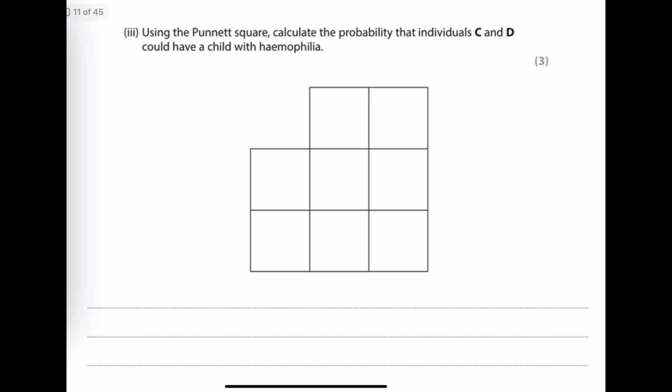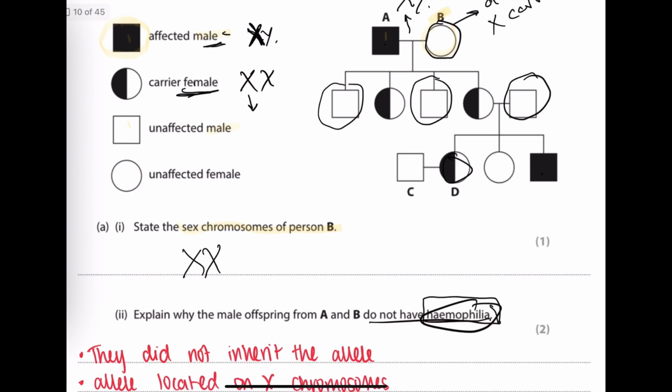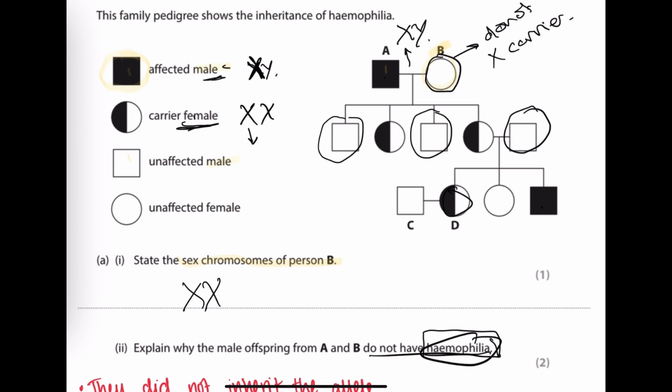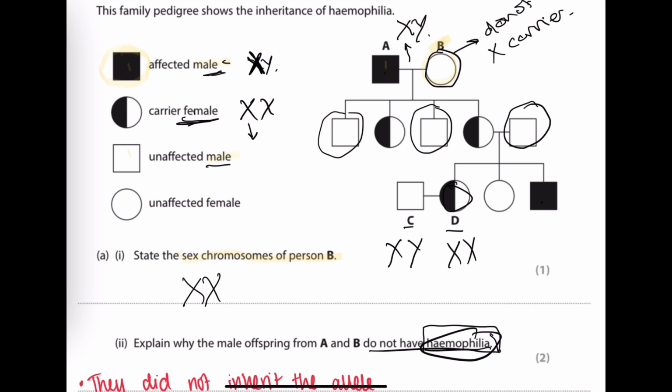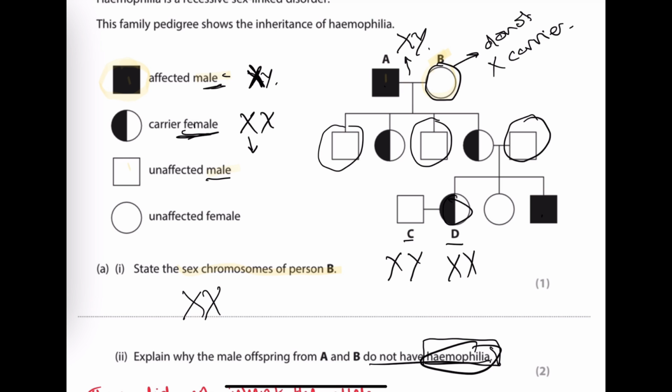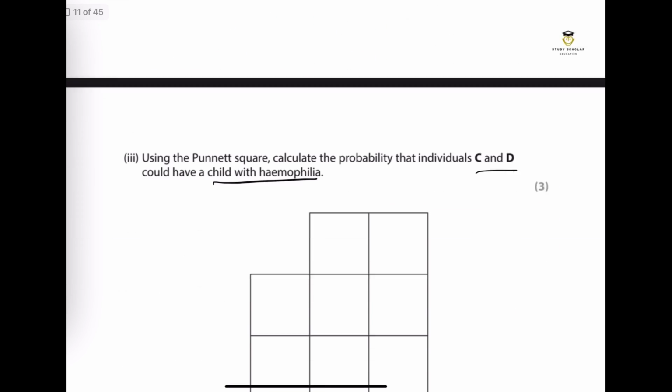So using the Punnett square, calculate the probability of individuals C and D to have a child with hemophilia. So let's see what they are. We can see this is an unaffected male, so XY, and this is a carrier female, so XX. So if you go over here, we'll say that H is without, and h is if they do have it. Y we do not consider. So we'll put it on each one.